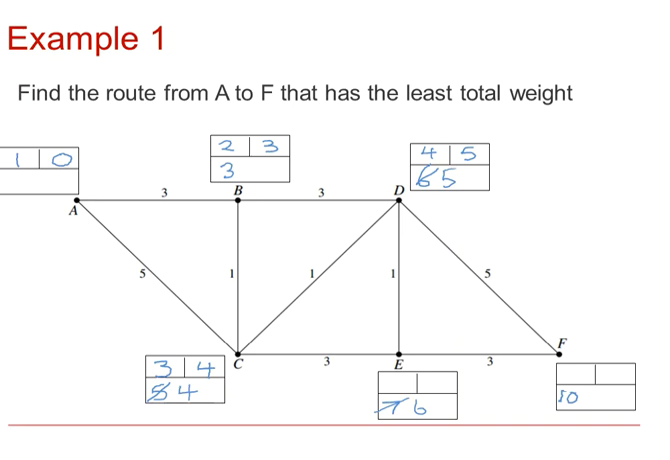We are now comparing the 6 and the 10. The 6 is smaller, so E gets order of node 5 and a permanent label of 6. 6 plus 3 would give 9, so we could actually get from A to F in only 9. There's only one choice now, so that gets order node 6 and permanent label 9.